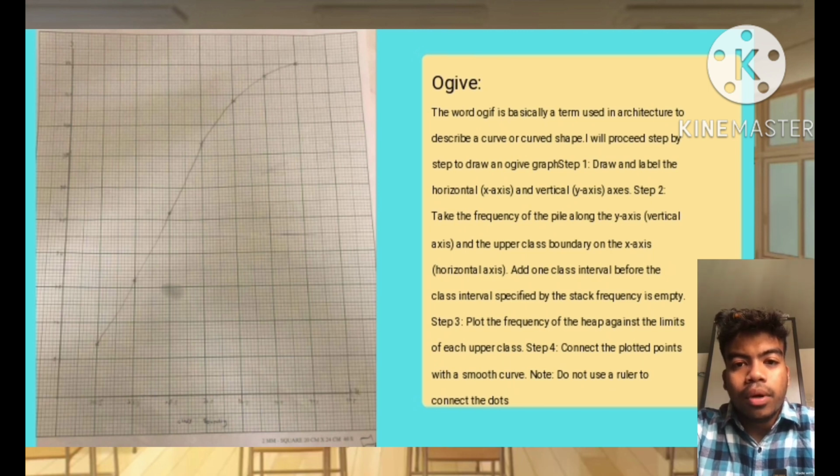Step 3. Plot the cumulative frequency on the y-axis against the upper class limit. Step 4. Connect the plotted points with a smooth curve. Note, do not use a ruler to connect the dots.